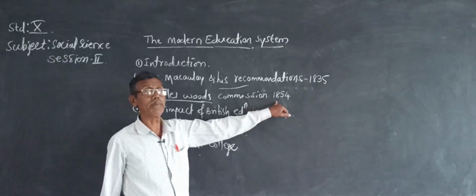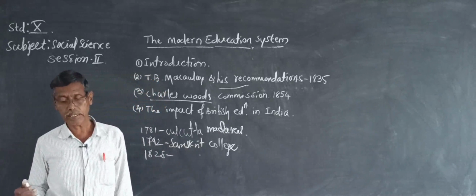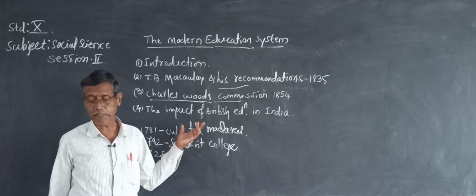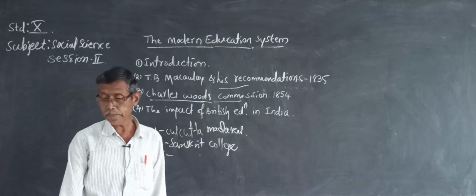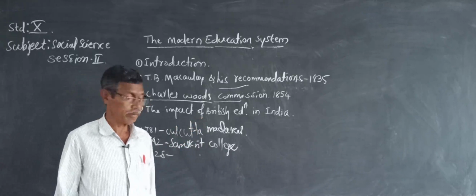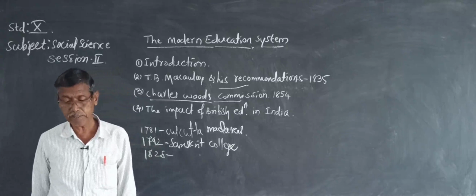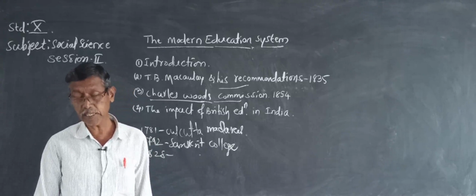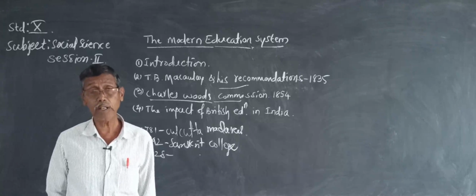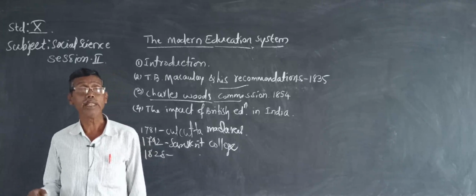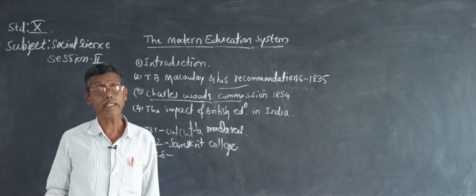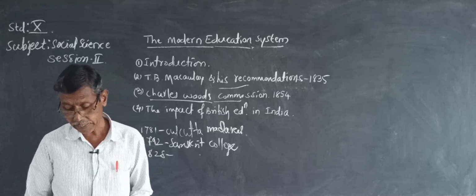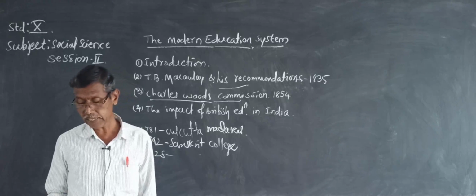After 1854, education became universal in India. Like this, the education system developed during the British period. Now, the impact of British education in India. Here Indians could develop modernity. The British education system helped Indians develop modernity, secularism, democratic attitudes like equality and freedom, and also rationality along with nationalistic ideas.